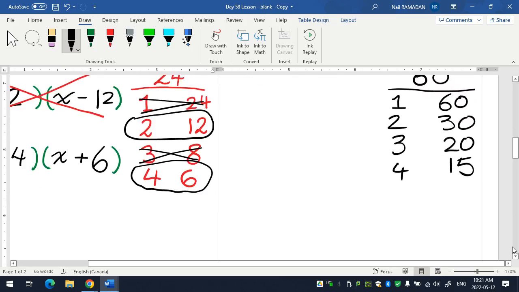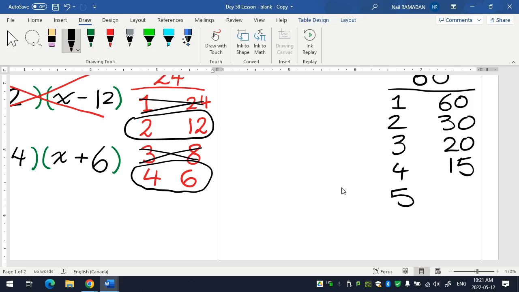Do you think 5 is going to work? I just told you the trick to the 5s. 5 times? Do you think 6 is going to work? Yeah. 6 times 10.